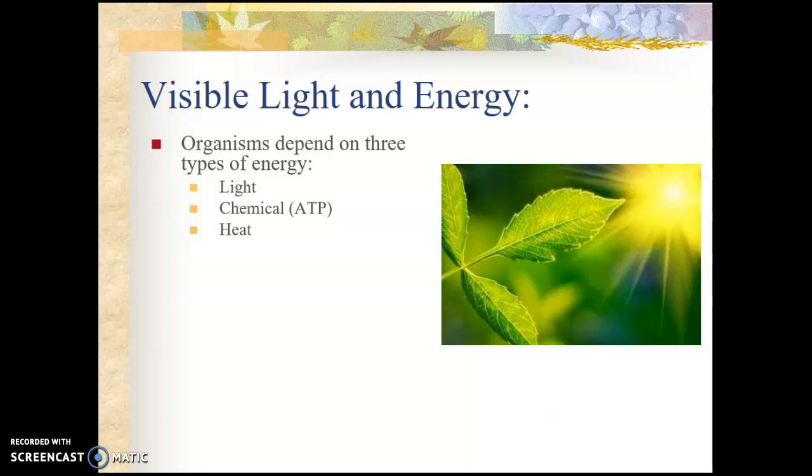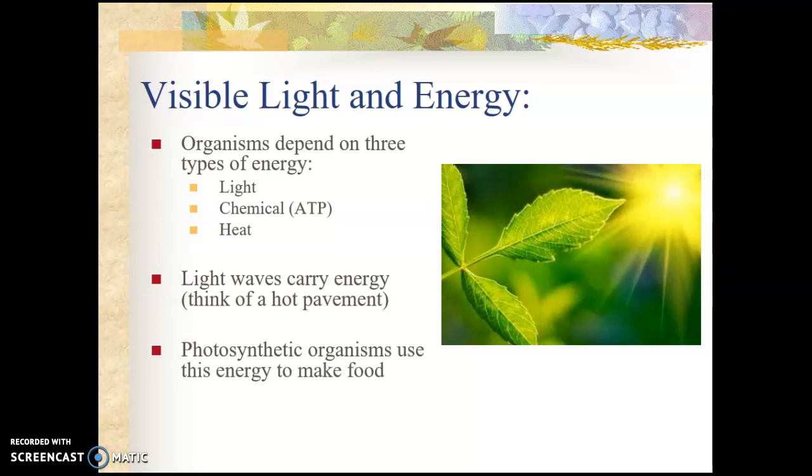So energy comes in three forms that organisms depend on. So light energy from the sun, chemical energy to power cell processes in the form of ATP, and then of course heat energy. We know light waves carry energy. Think of a hot pavement, for example. The reason that pavement is hot is because the light energy has hit that pavement, so it warms that pavement. Photosynthetic organisms can use that light energy to produce their food, and this is, of course, the process of photosynthesis.